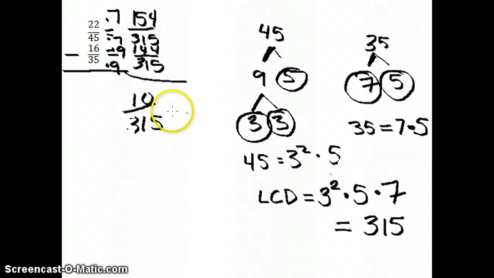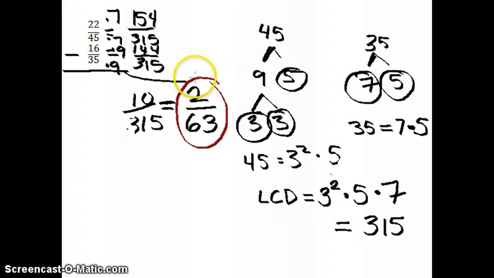And then last but not least, we have to simplify. Both 10 and 315 are divisible by 5. We know that because any number that ends in 0 or 5 is divisible by 5. So we're going to reduce these by factoring out a 5 from both the numerator and the denominator. 10 divided by 5 is 2, and 315 divided by 5 is 63. So that is how we get our answer to this problem, 2 over 63.